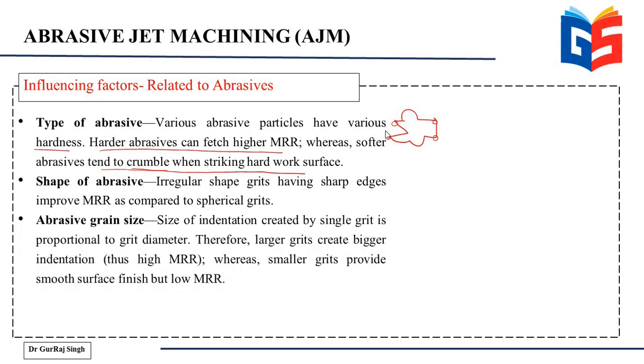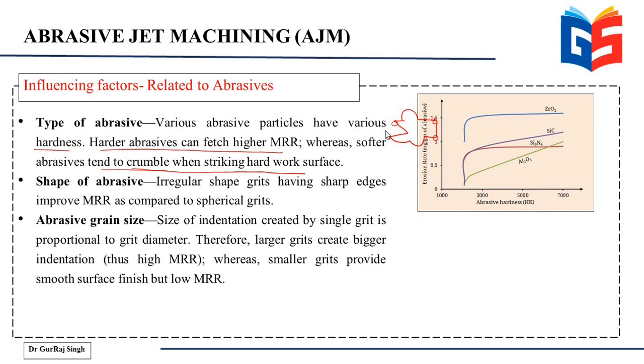And then we have the abrasive grain size. The abrasive grain size again is very important here. If you have a larger grain size, you will have more material removal rate. But if you have a smaller grain size, you will have a lower material removal rate, but you will have a much better surface finish. On the contrary, for the larger sized abrasives, you will have more MRR, but your surface quality is going to be very poor. And you can take a look here, the abrasive hardness.